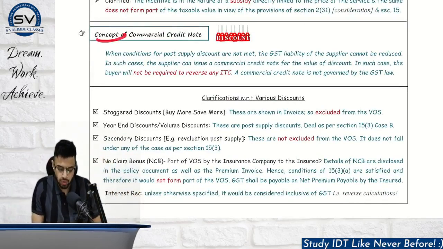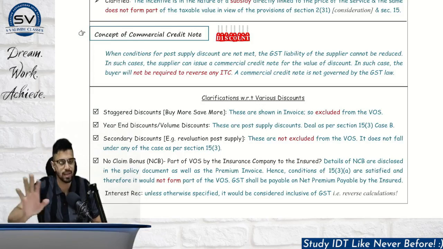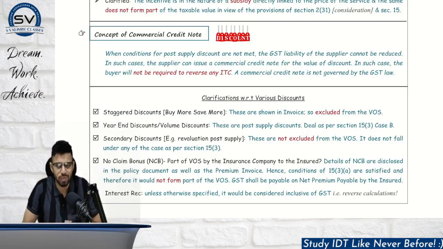Okay. Concept of commercial credit note. Now what do you mean by commercial credit note? See, credit note and commercial credit note are exactly the same. If the supplier wants to reduce the value of supply, or wants to pay something to the recipient, he is going to issue a credit note. But what do you mean by commercial credit note? For example, the credit note is to be issued, but the GST portion cannot be reduced. So what do you mean by that?